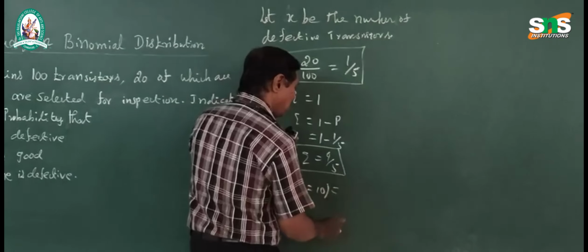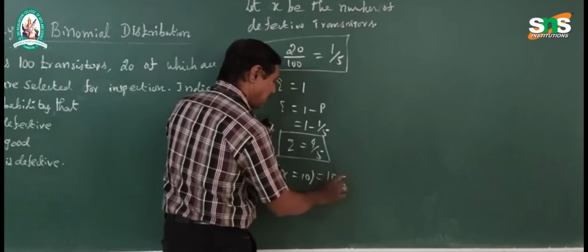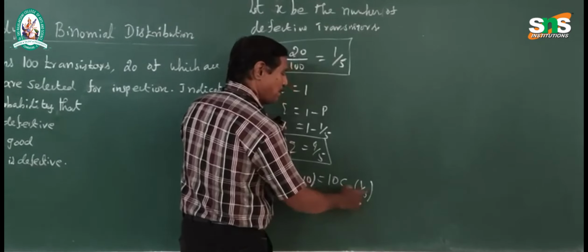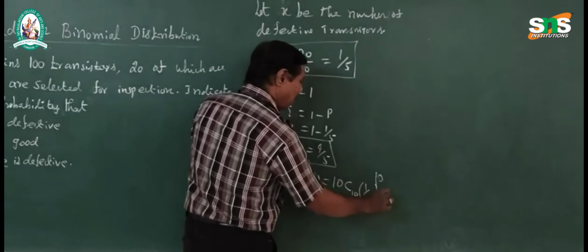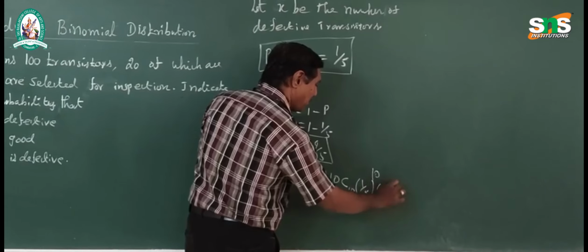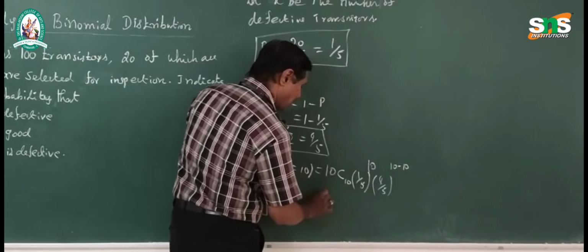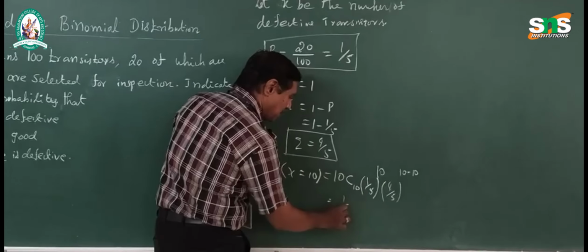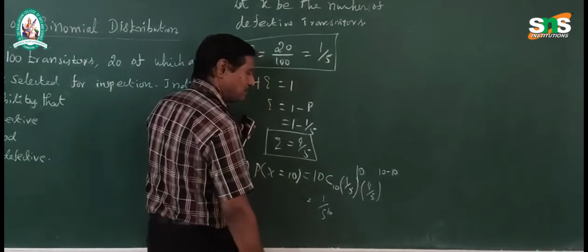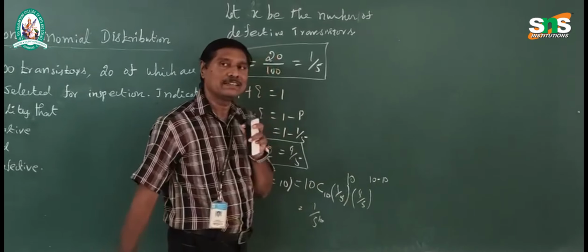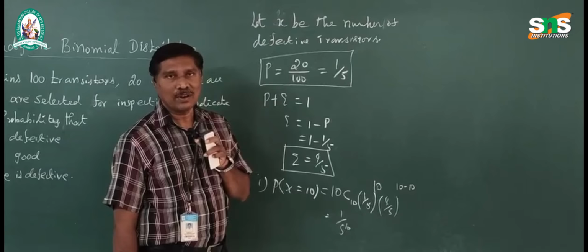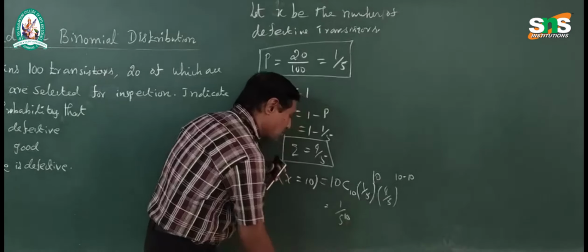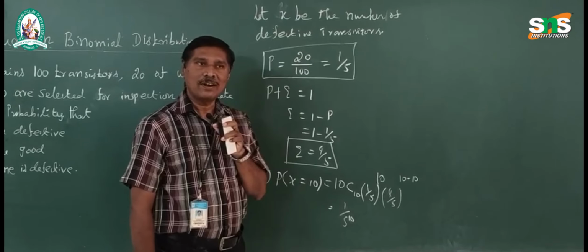So substitute in the binomial form. N is 10, nCx with x also 10, p is 1 by 5 with power x, which is 10, and q is 4 by 5 with power n minus x, where n is 10 and x is 10. Therefore 10C10 is 1, times 1 by 5 power 10, and 4 by 5 power 10 minus 10 is power 0. Anything power 0 is always 1. Therefore, we have 1 divided by 5 power 10. That is the probability that all 10 transistors are defective.